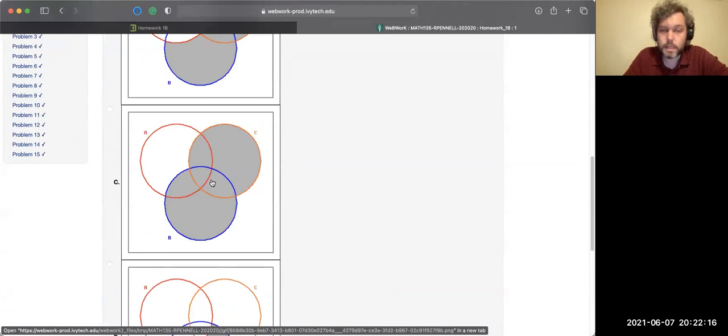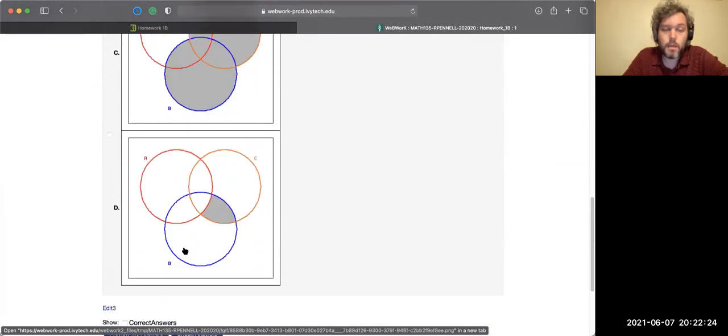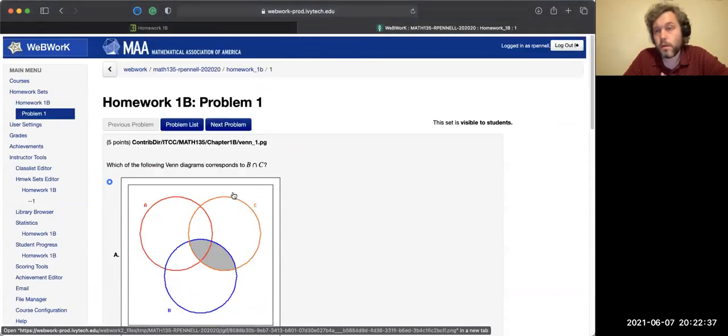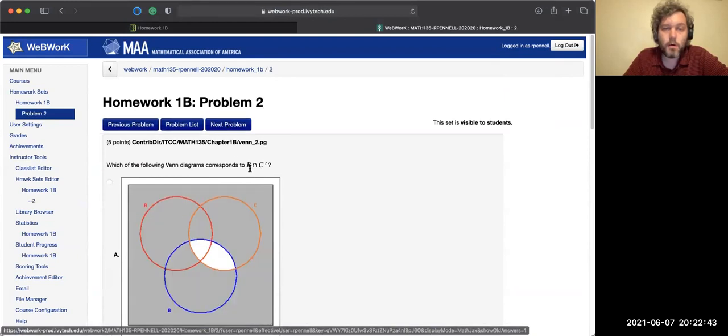This would be B union C. So that could be easily confused, but this would not be B intersects C. And then this would be B intersects C minus A, but that's not what we want. We want all of this. So that can't be true. Okay, so that's why I would choose the first one. Yours will be randomized of what it's asking, but that's how I would choose my answer.